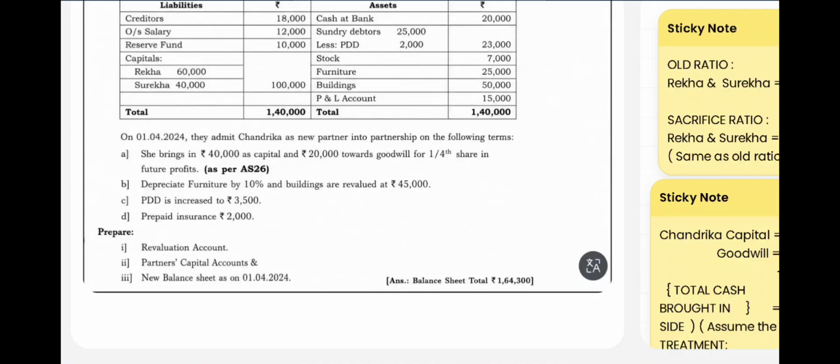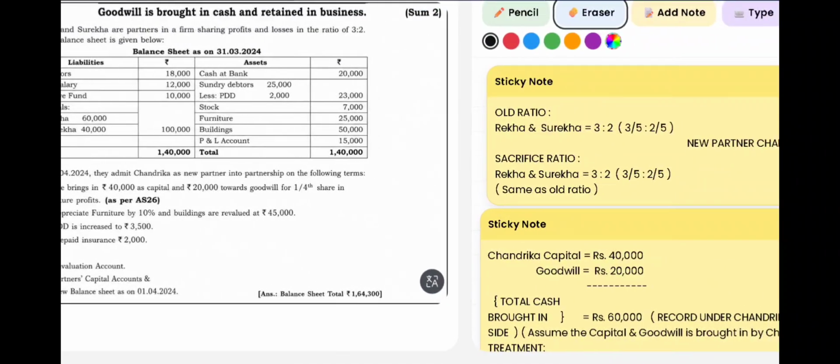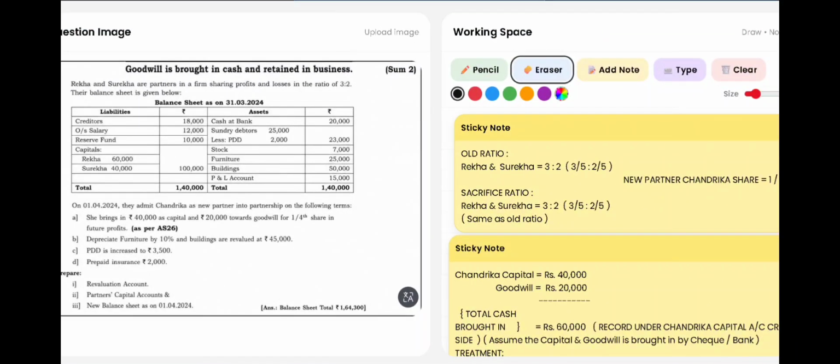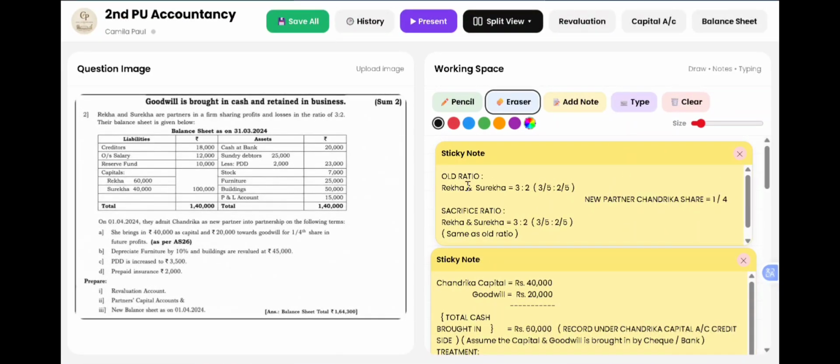Now before we could prepare the accounts, first let's see the adjustments given here. So what is the information given as per the question? The old ratio is given as for Rekha and Surekha 3 is to 2, that can be written as 3/5 and 2/5, which will be used to distribute the profit or loss and the accumulated profits and losses. And the new partner Chandrika's share is 1 by 4.